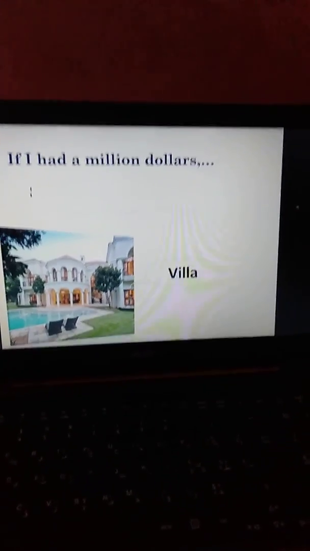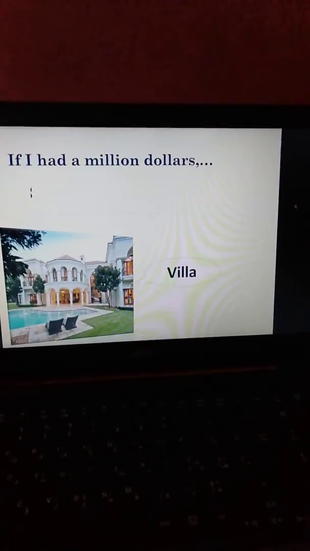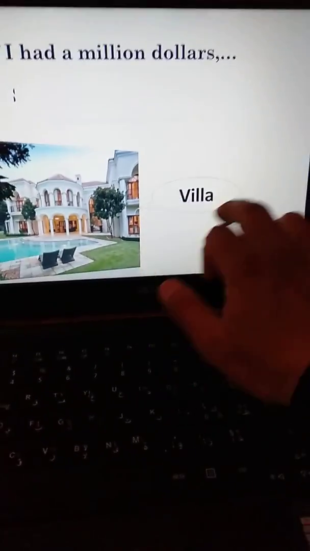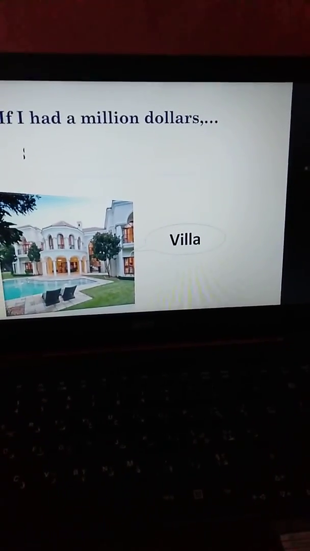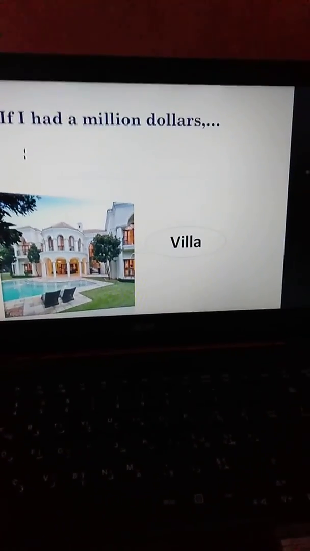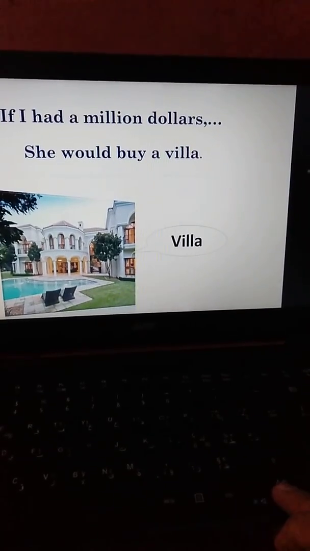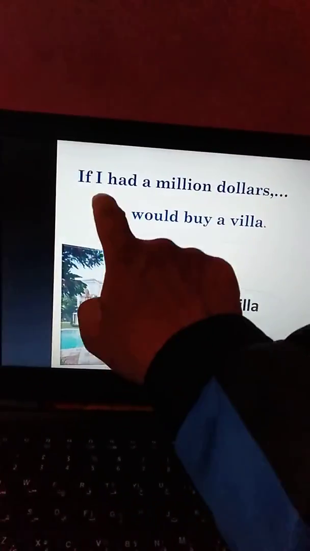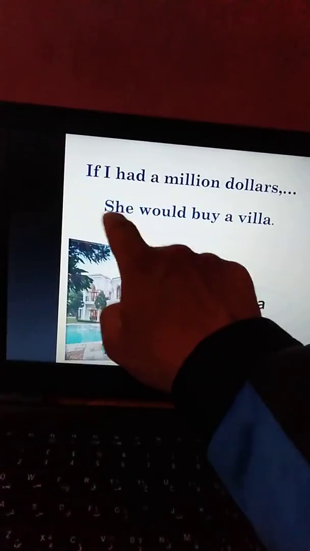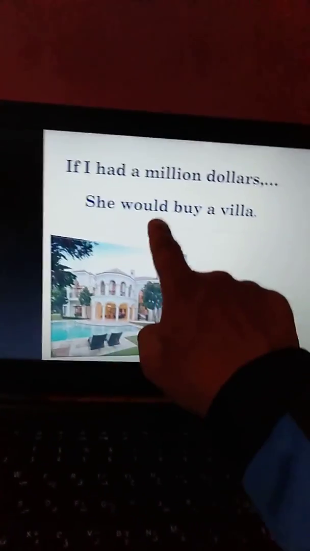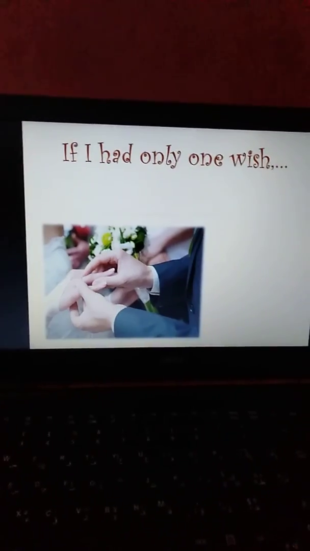If I had $1 million, a villa, what would I do with a villa? I would buy a villa. Okay. Sorry, here it's the subject, I made a mistake. So here I would buy a villa. Not she, it's I. Okay. I would buy a villa.